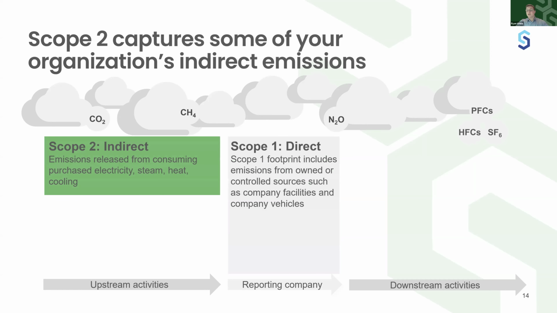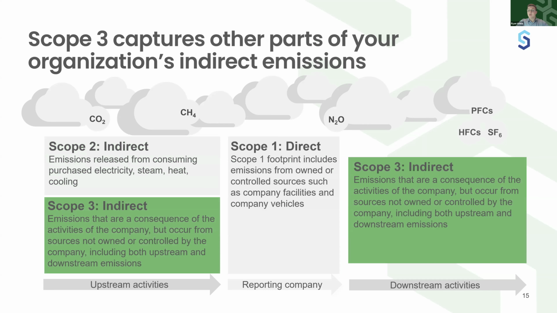Looking next at Scope 2, a company's Scope 2 emissions are the indirect greenhouse gas emissions associated with the purchase of electricity, steam, heating, or cooling that a company uses at their facilities. These are upstream indirect emissions and are generated off-site by a third party.